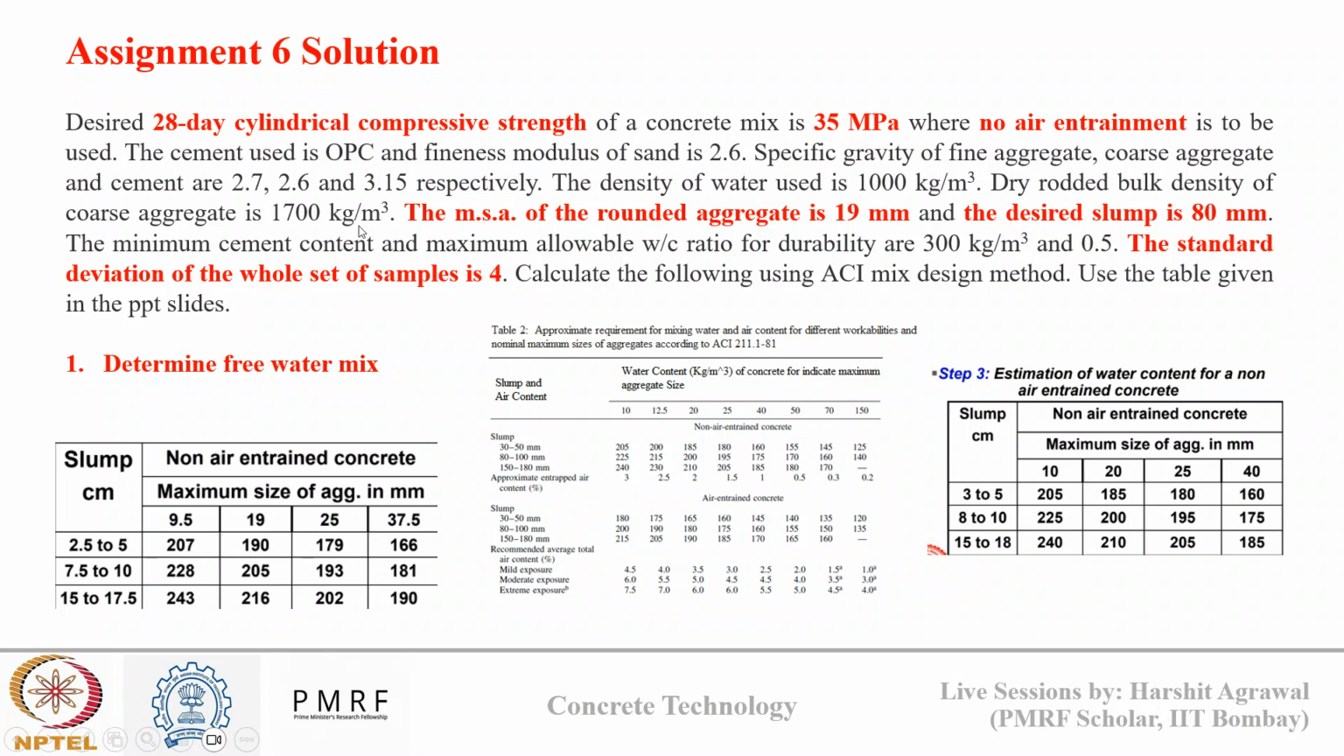Specific gravities of fine aggregate, coarse aggregate, and cement are 2.6, 2.7, 2.6, and 3.15. Density of water is given. Dry rodded bulk density we know. Maximum aggregate size is given, and the desired slump is given. And we have been given the minimum cement content and maximum allowable W by C ratio for durability purposes also. Standard deviation of the whole set is also given to us. So based on this given data, there were different questions that were framed in the assignment.